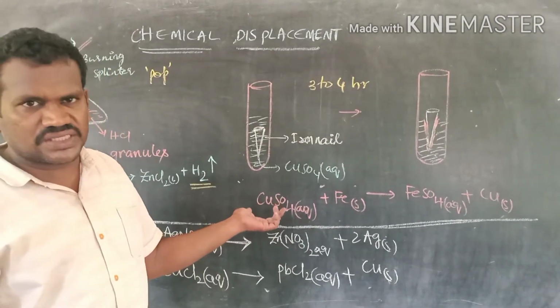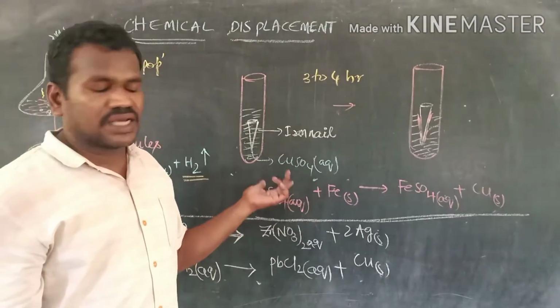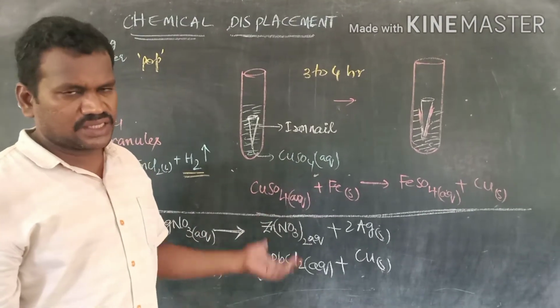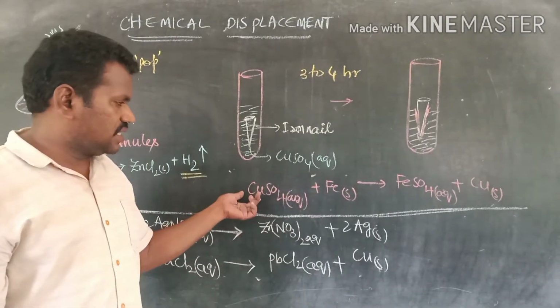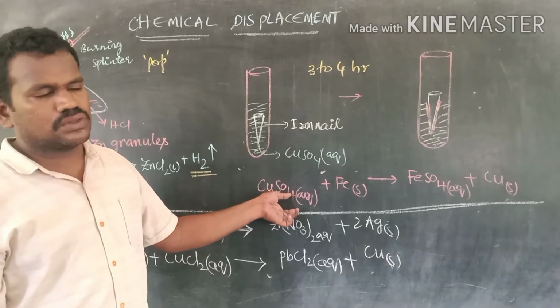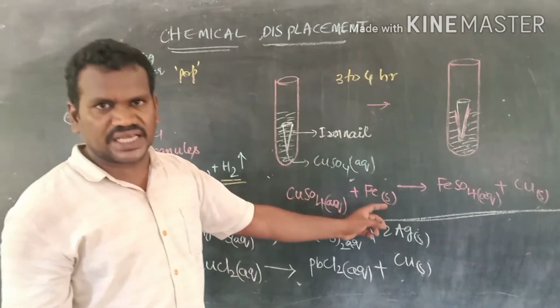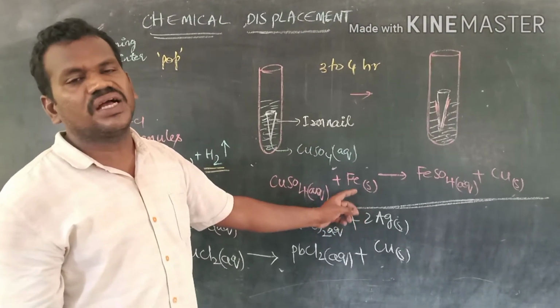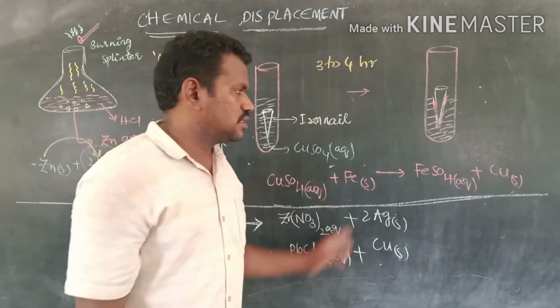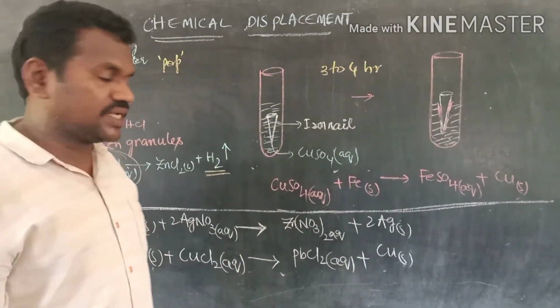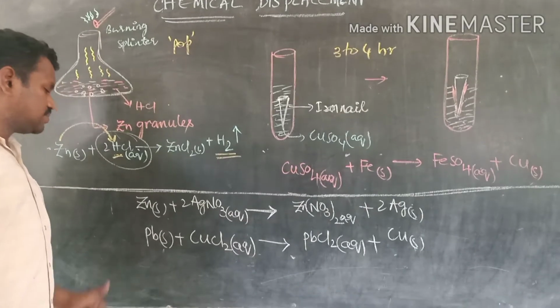Now, once again, the definition of displacement: the chemical reaction in which an element in its compound is displaced by another element of high reactivity is called a displacement reaction. Let us see some more examples.